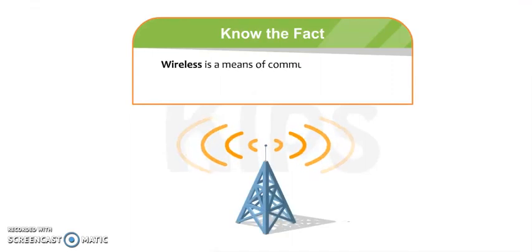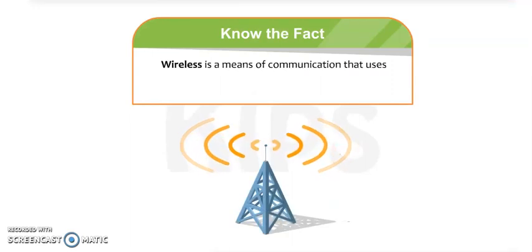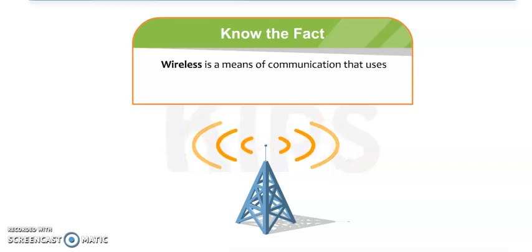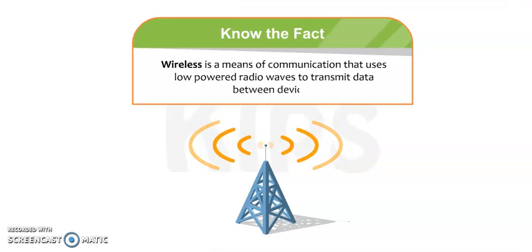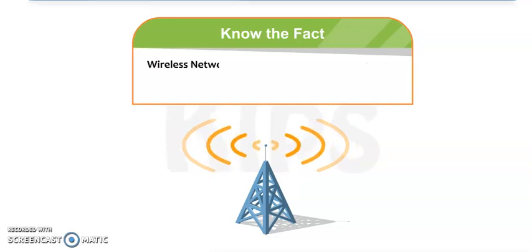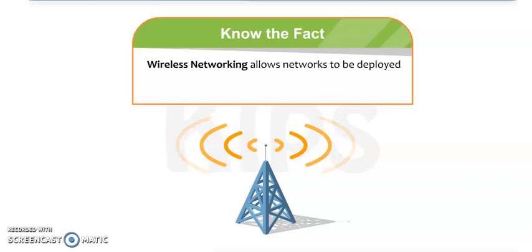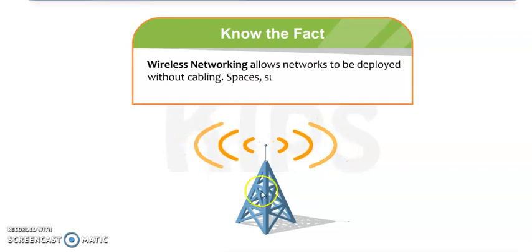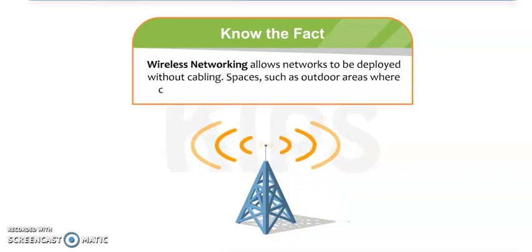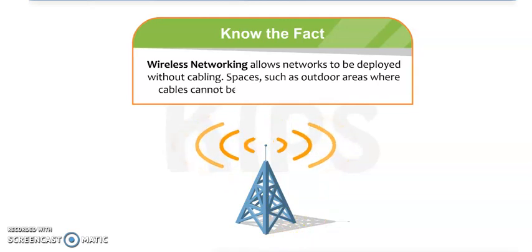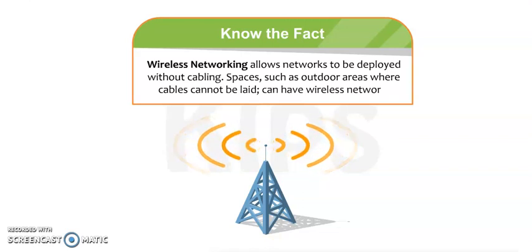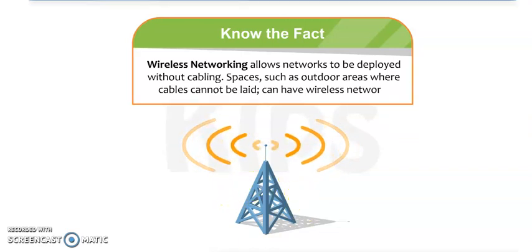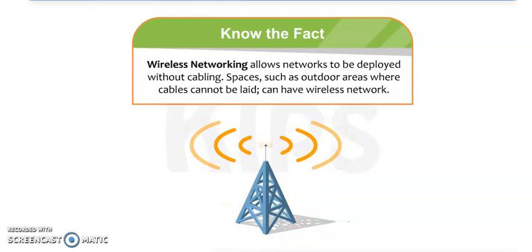There is another fact. Wireless means, what is wireless? Wireless is a means of communication that uses low powered radio waves to transmit data between devices. Wireless networking allows networks to be deployed without cabling. Okay, this is without cabling, so outer areas where cables cannot be laid can have wireless network, because cables can't be set up in all the areas.